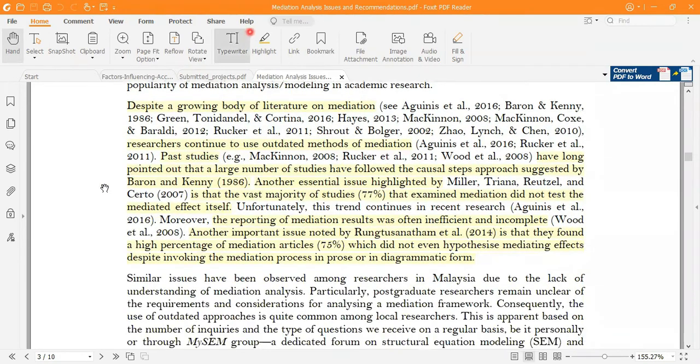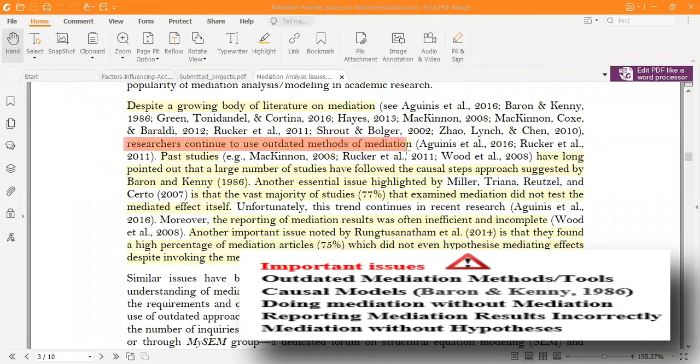Okay, now I'm going to discuss some of the issues highlighted in this research paper. Researchers continue to use outdated methods. So researchers are still using somewhat outdated research methods. This was found by Guinness in 2016. It's not old, it was just about six years back. Past studies pointed out that a large number of studies have followed the causal steps approach suggested by Baron and Kenny. Baron and Kenny did a wonderful job in the 80s, but most researchers are still following the steps developed by Baron and Kenny.